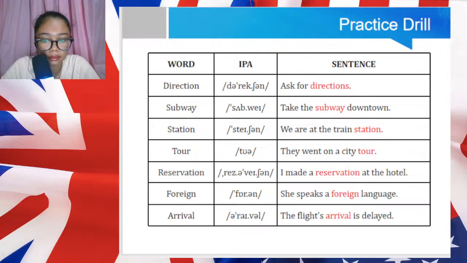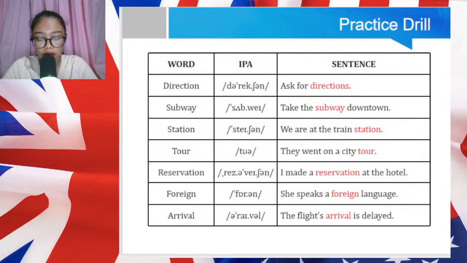Direction. Ask for directions. Subway. Take the subway downtown. Station. We are at the train station. Tour. They went on a city tour.